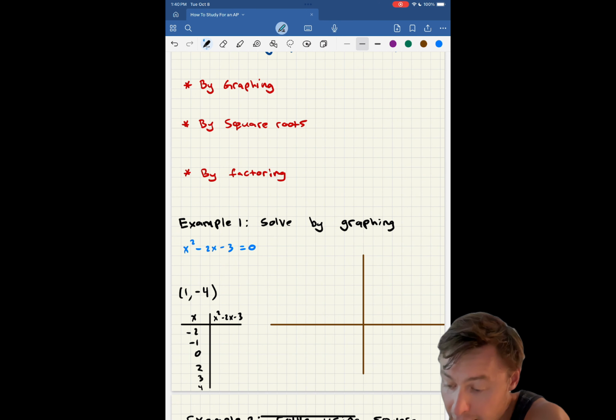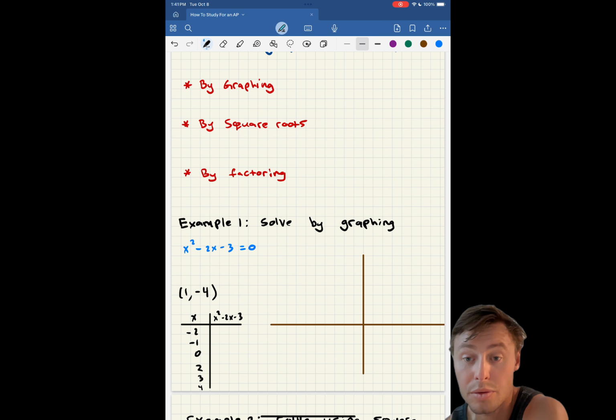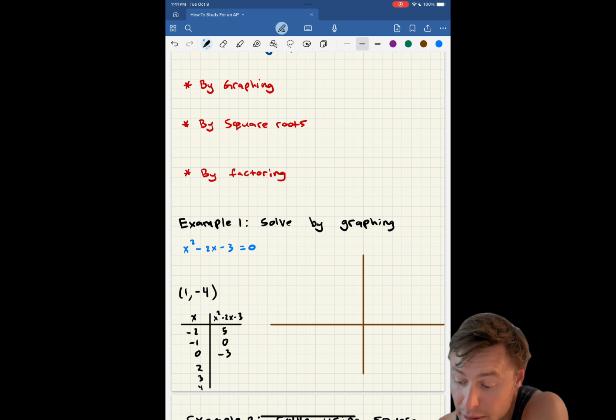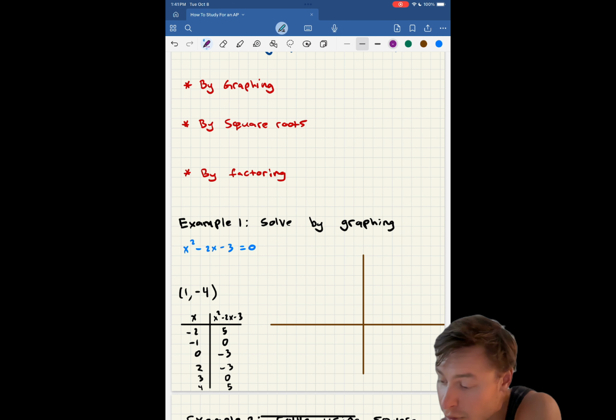So when x is negative 2, I'm going to plug that in. I get negative 2 squared, that's 4, plus 4, negative 2 times negative 2 is 4, so that's 8. 8 minus 3 is 5. When x is negative 1, I get 1 plus 2 is 3, 3 minus 3 is 0. When x is 0, I get negative 3. When x is 2, I get 4 minus 4 is 0, minus 3 is negative 3. When x is 3, I get 3 squared is 9, minus 6 is 3, 3 minus 3 is 0, and when x is 4, I get 5.